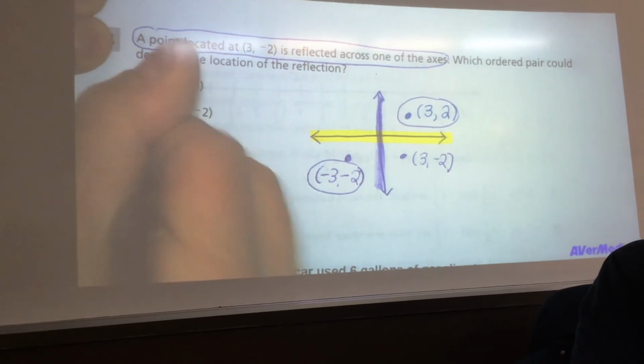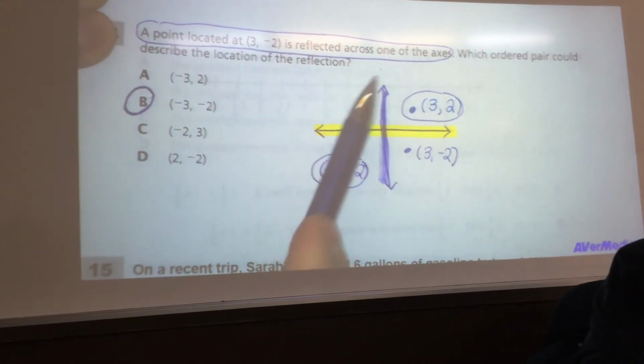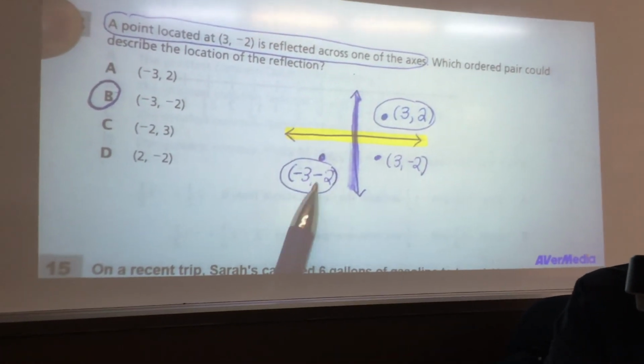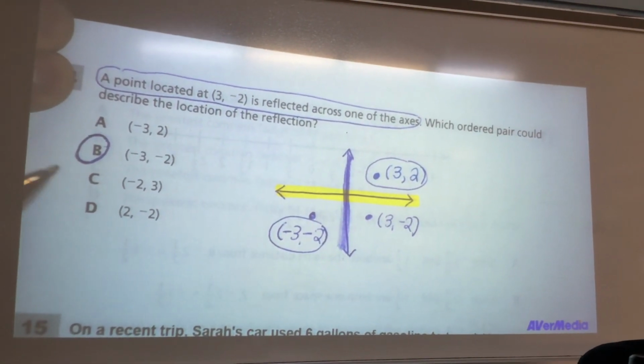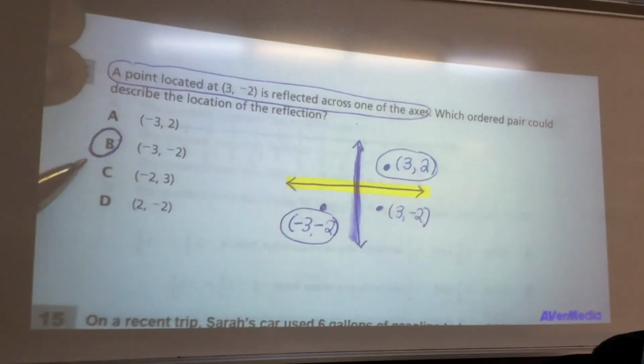So the tricky thing about this problem was just that it didn't tell you what axis, so you have to reflect it across both and then figure out which one was the right answer. In this case, the correct answer is B.